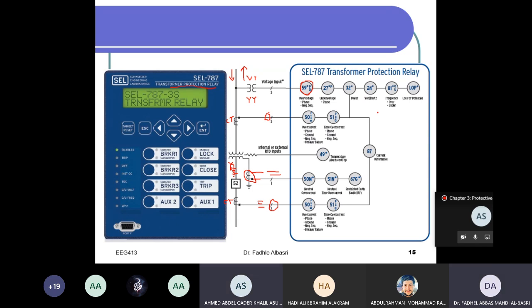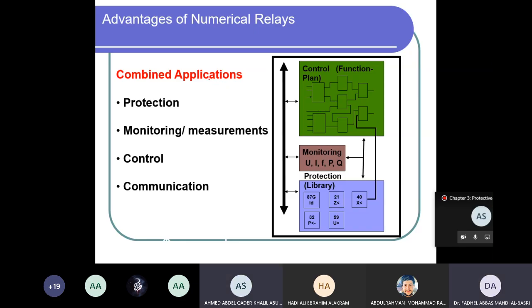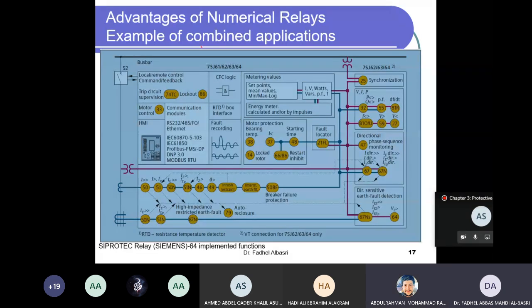And this is the input where I can connect my laptop to test this, to access the memory, the settings, and the readings. These types of relays can be used now. The old relays were only protective relays. Now these relays can also have monitoring, measurements, and control. It also has a communication module. Like this type of relay. This is from Siemens.